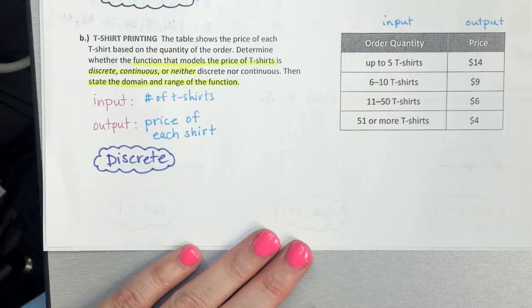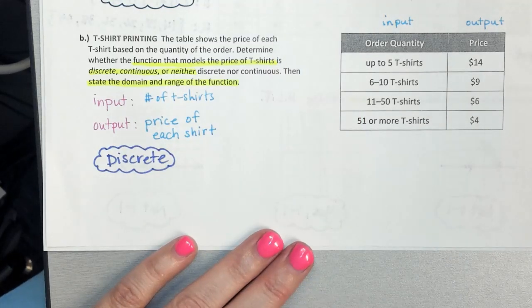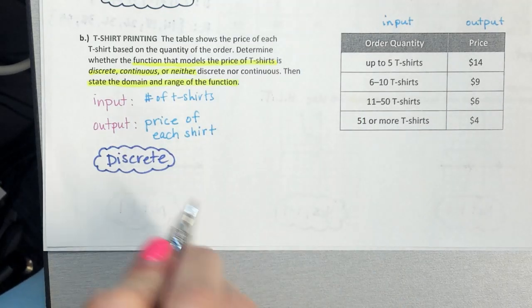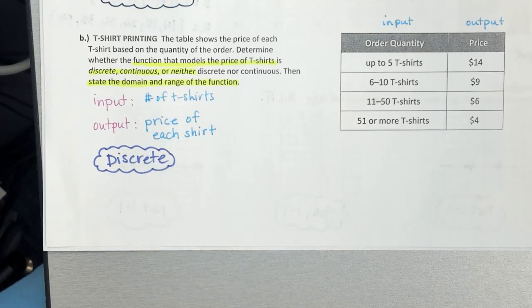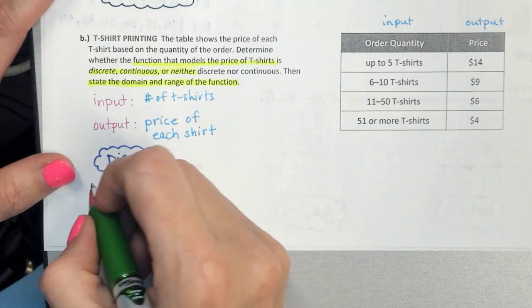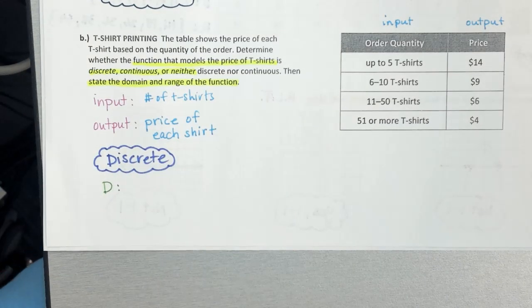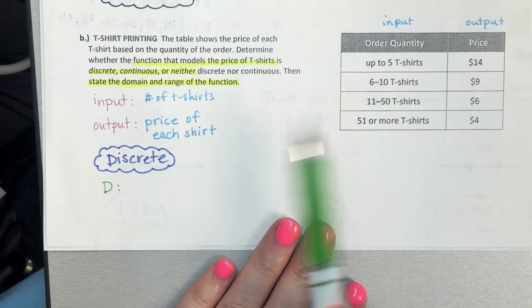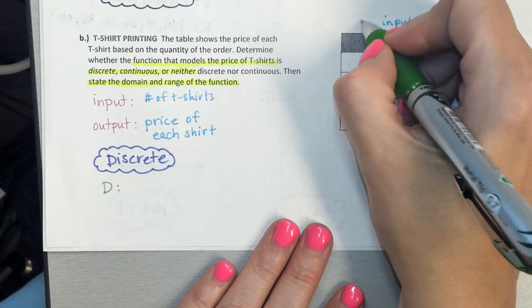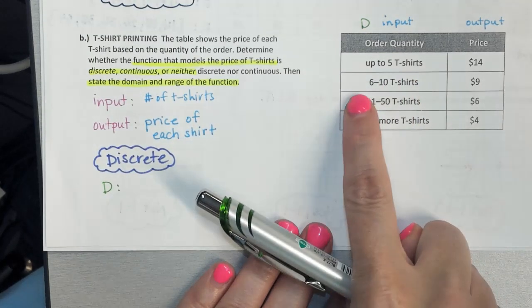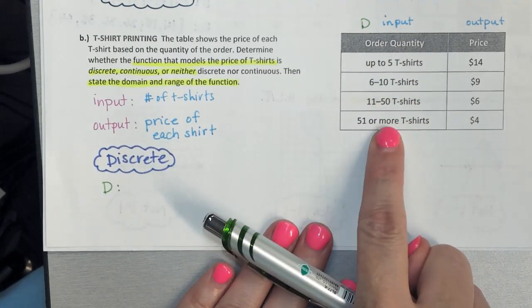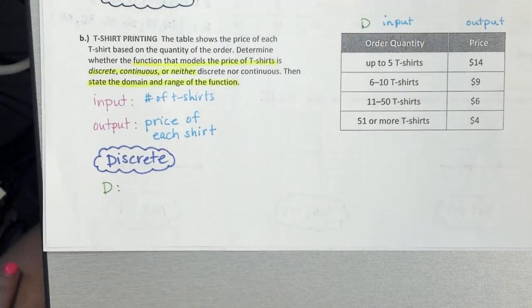Okay, and again, we're going to write these in set builder notation. I'm going to help you with the domain and the range. The domain can be written several different ways, and you can pick whichever way you want, but I am going to show you all the ways that you can write it. Okay, so the domain is going to relate to the input here. So this says up to 5, and then 6 to 10, 11 to 50, 51 or more. So this is going to be any whole number, right?